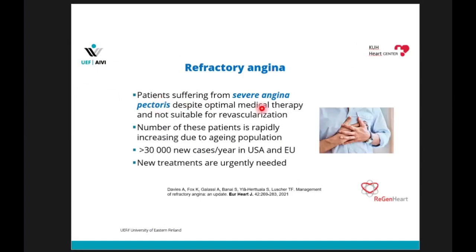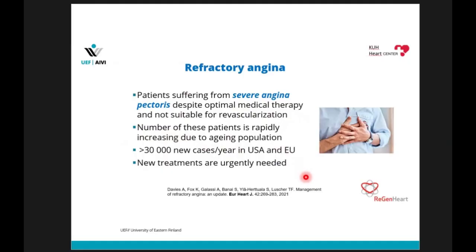Refractory angina refers to patients that suffer from very severe angina despite optimal medical therapy, and they are not suitable for any revascularization therapies. And the number of patients is rapidly increasing because of the aging population. Some 30,000 new cases per year in the US and Europe.